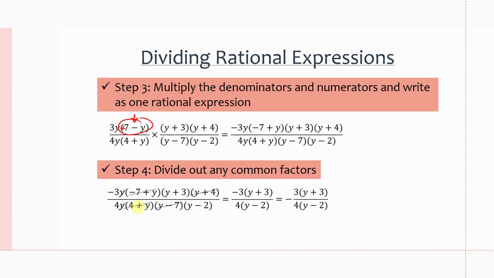We also want to cancel this 4 plus y and y plus 4. They're both positive, the 4 and the y, so they're exactly the same. We can cancel those out. And we have a y right here, which we can also cancel out. So then that equals this expression. And again, you can switch around the negative sign to wherever you want. You can put it here, you can put it down here, wherever you want. And that is our final answer.